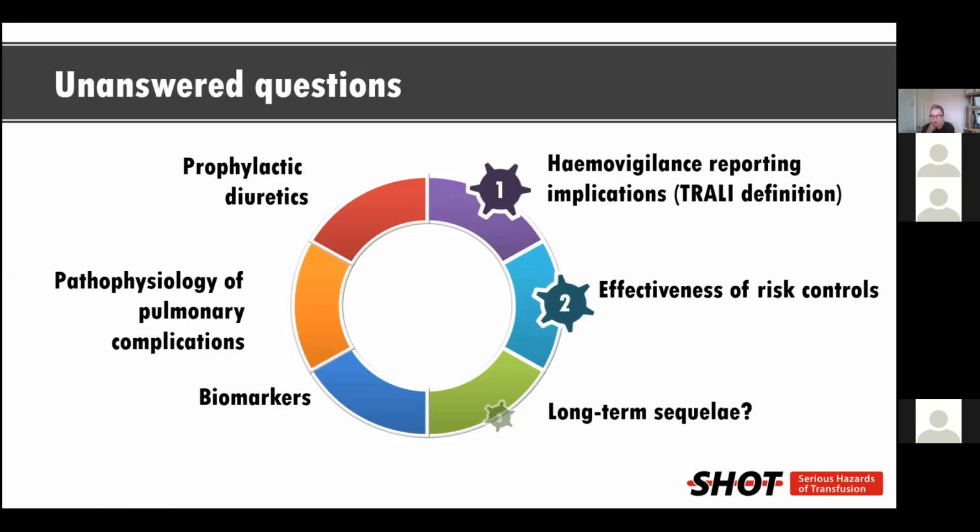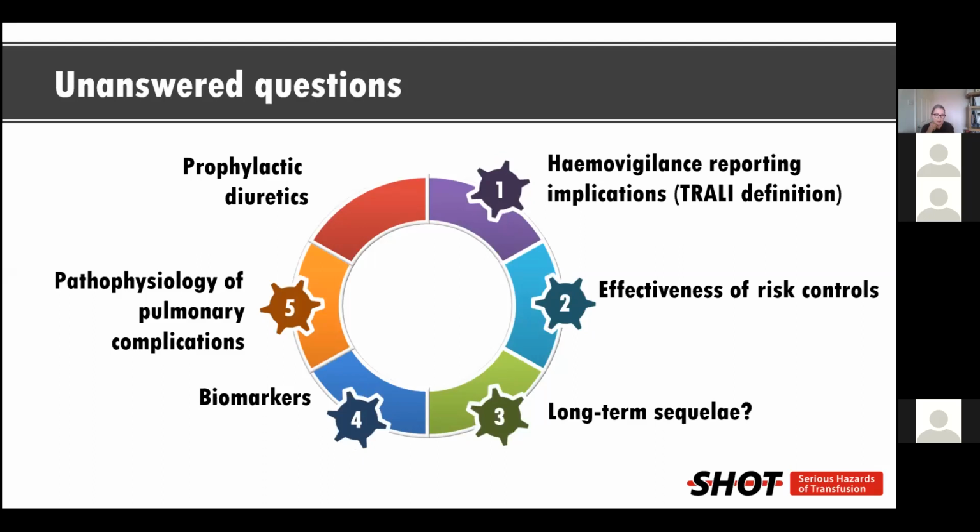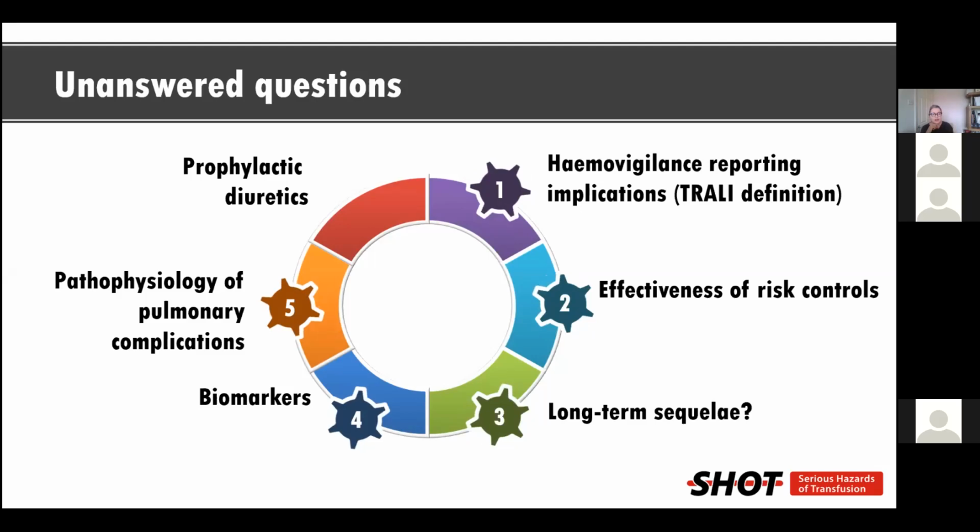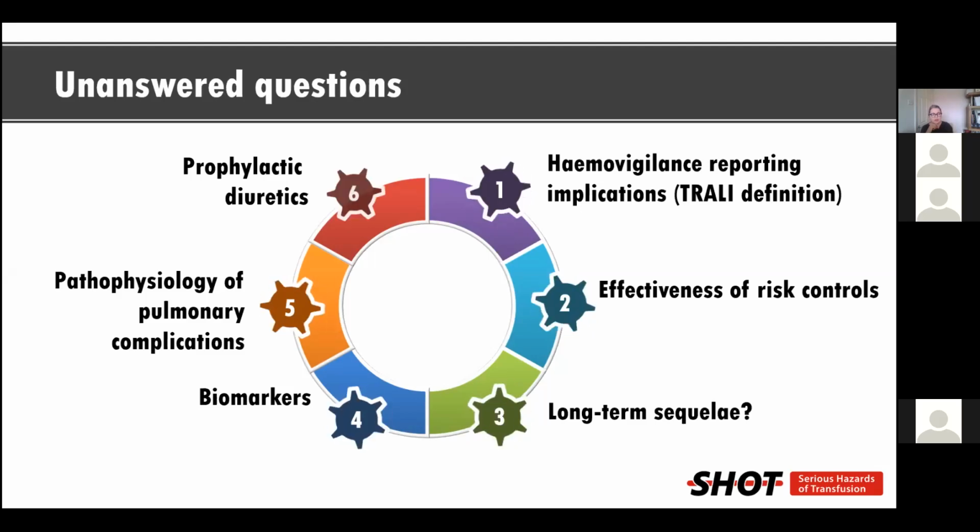We don't know whether there's any long-term sequelae for patients who have had pulmonary complications in the long term. More work needs to be done on biomarkers. So we know something about BNP, but there will be others, I'm sure, in the future. We need to understand more about the pathophysiology of pulmonary complications. I think things are emerging, but I think we're right at the beginning of that work, really. And also the big question about the use of prophylactic diuretics.